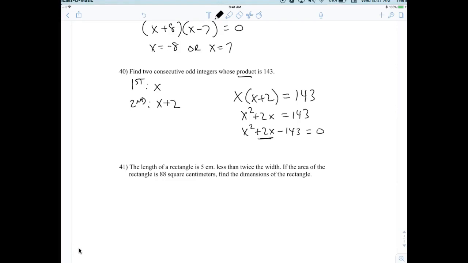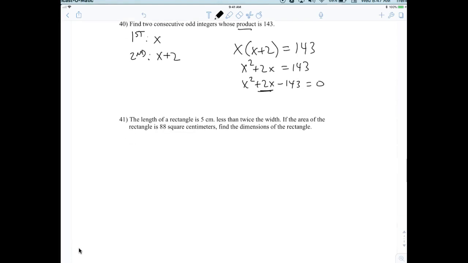7 and 9. 9 and 11. 11 and 13. Does everybody see that now? All right? So if that's the case, you would factor that to what? X minus 11. X minus 11? Wow. Here we go.